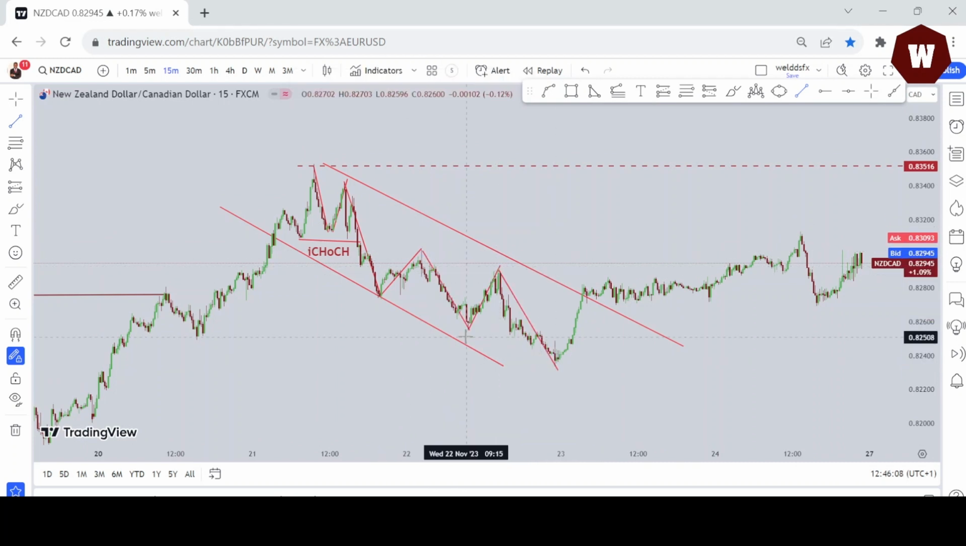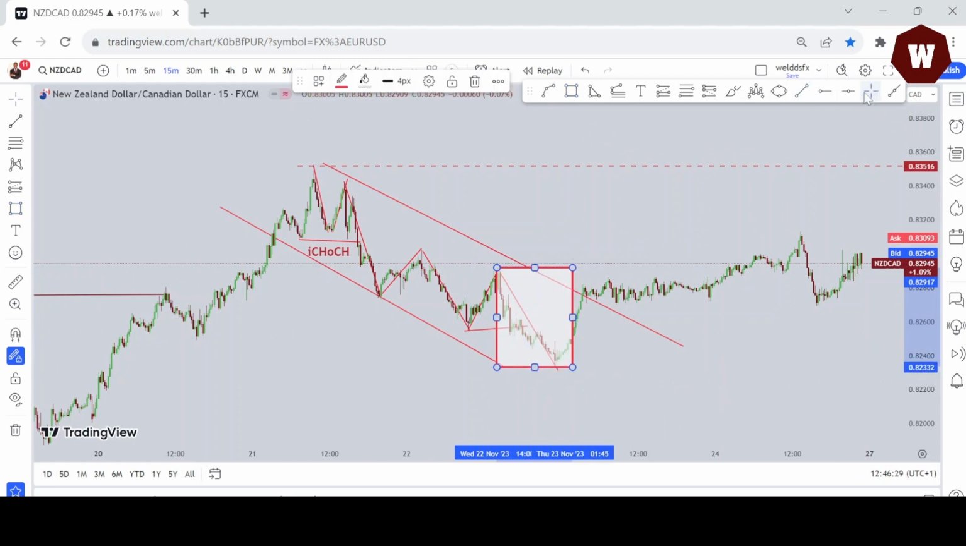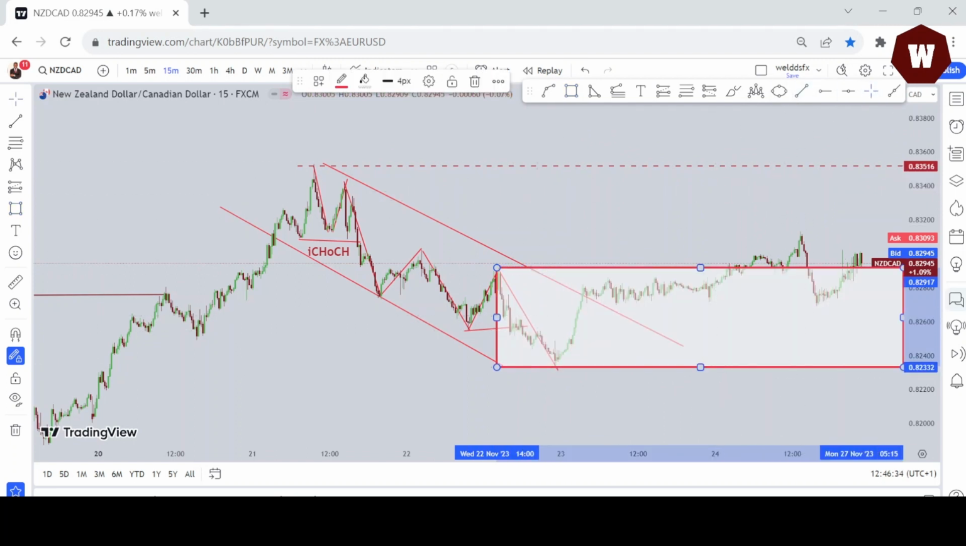Because after this move, you can see that there was a break of structure here, and after the break of structure, this became our reference range. Okay, so let's check what happened to our reference range. If you take this rectangle and draw from the peak there to the bottom and extend this to the future, you will see what the market did.